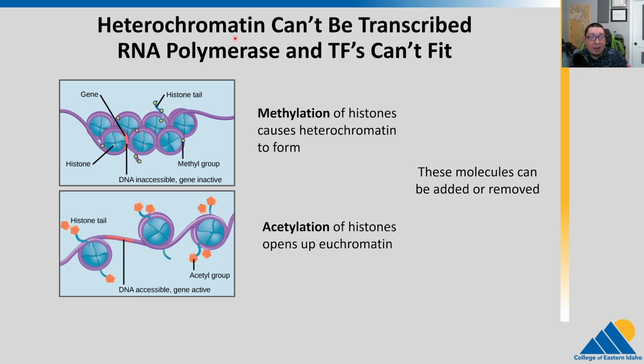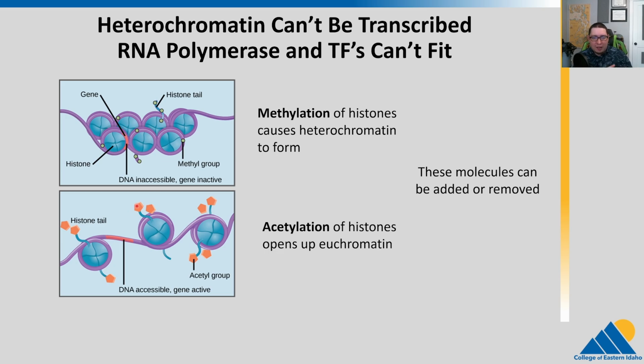All right, so let's look at heterochromatin. Well, heterochromatin, we said, can't be transcribed because RNA polymerase and transcription factors can't fit in there. Well, there's a couple of ways that this can occur. One of them is by methylation of the histones. So a methyl is a CH3 group, and it can come in and get added to the histone proteins. When histones get methylated, it causes them to wind up and basically become heterochromatin, making the DNA inaccessible. Gene inactivation occurs. The opposite can happen when we put acetyl marks on there.